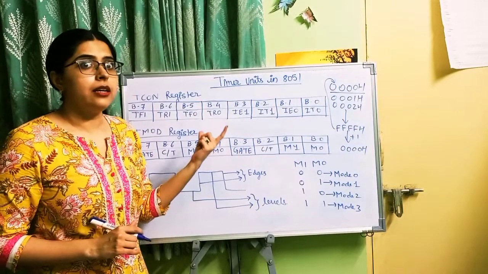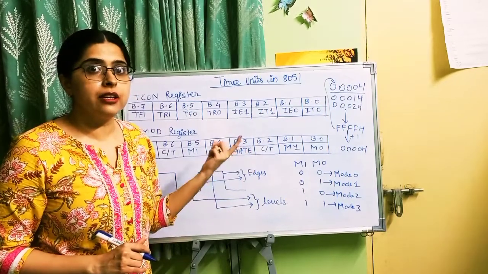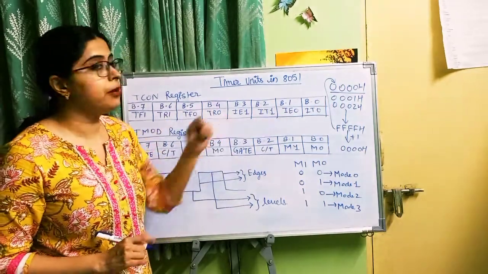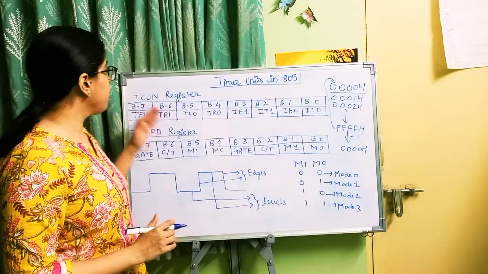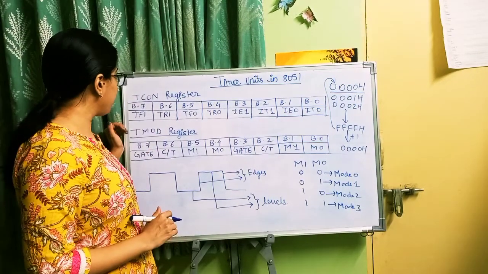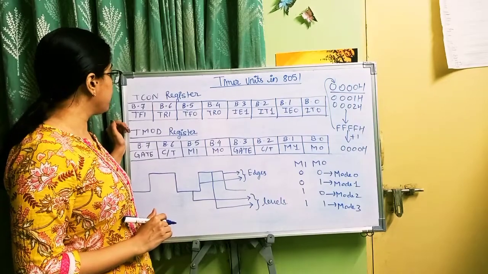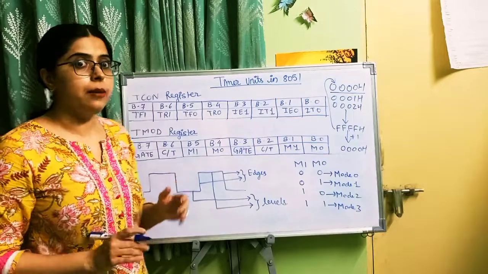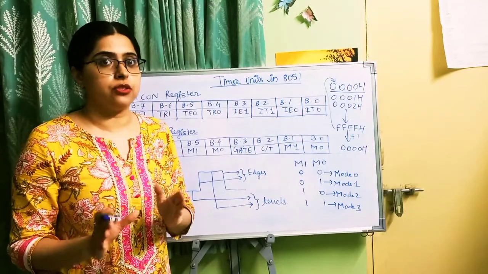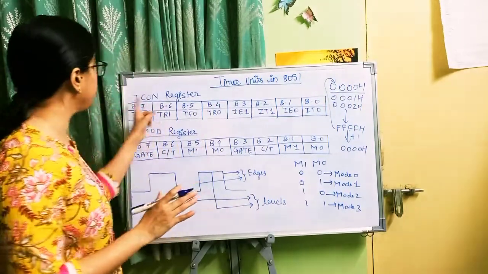They contain the timer run control bits and interrupt bits of timer 0 and timer 1, and we are going to discuss each bit in detail. First we will see the timer counter control register, then we are going to see the timer counter mode register. So in this way we are going to study both registers. First we will see the TCON register.